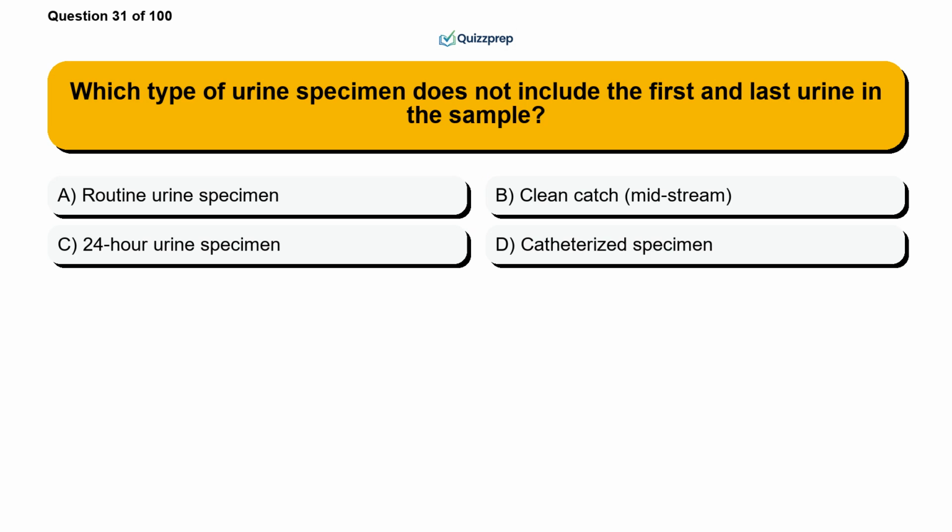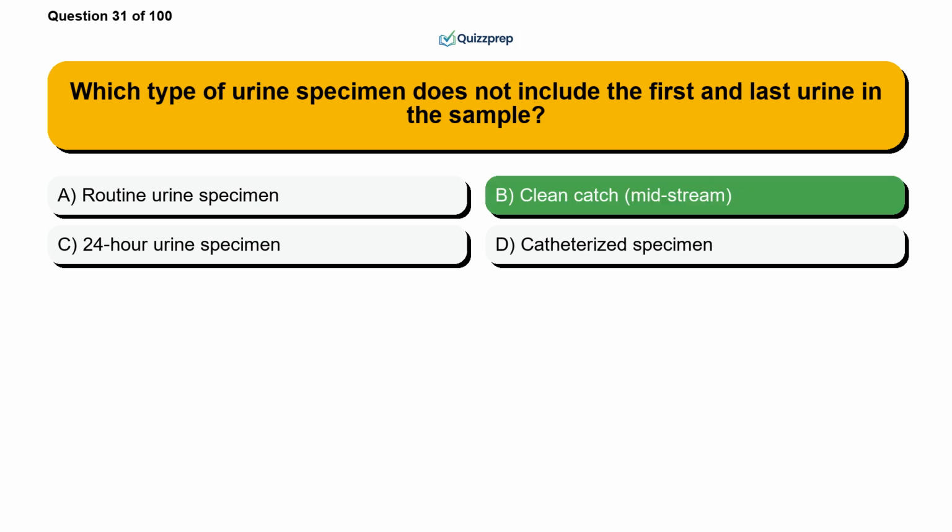Which type of urine specimen does not include the first and last urine in the sample? Option A, routine urine specimen. Option B, clean catch, midstream. Option C, 24-hour urine specimen. Option D, catheterized specimen. The correct answer is option B, clean catch, midstream.